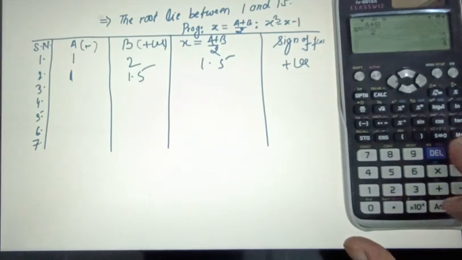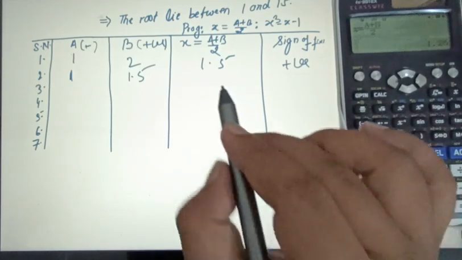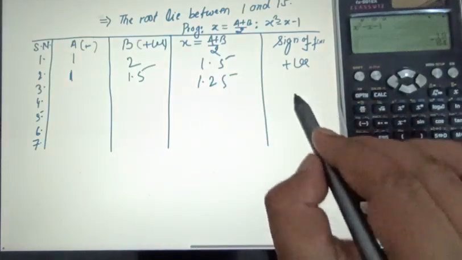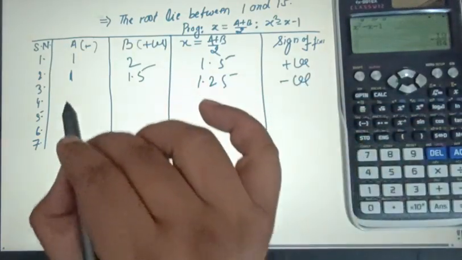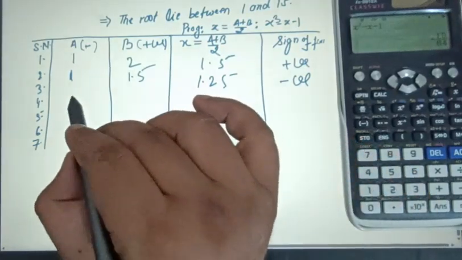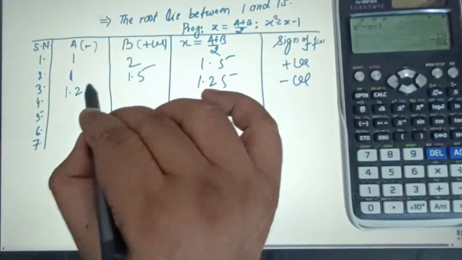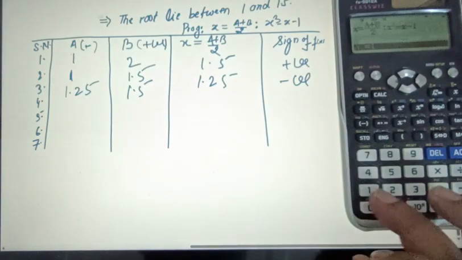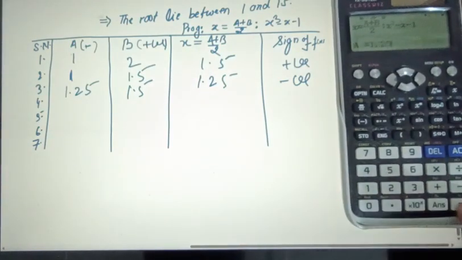I will get the value of x, that is 1.25, right? 1.25, then again press equal, I will get a negative sign. So in the third iteration the value of a will change, and the value of a is 1.25, then 1.5, means the value of b is unchanged. The work is very simple. The value of b is unchanged.